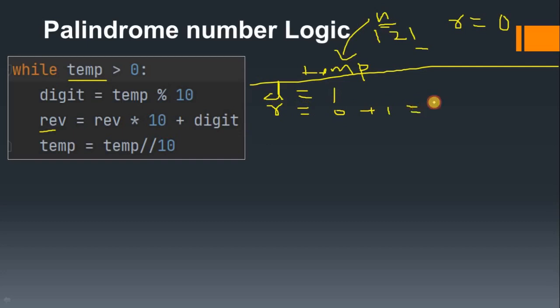So the output of that variable is 1. Then temp equal to temp divided by 10. So it will be 12. It will return integer value. So this thing will happen in the pass 1.